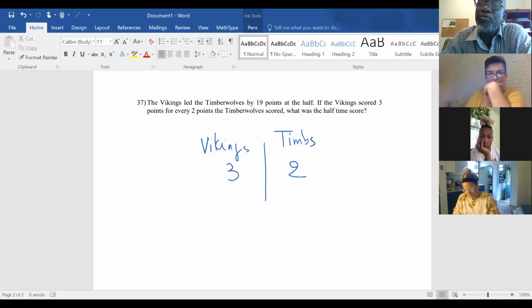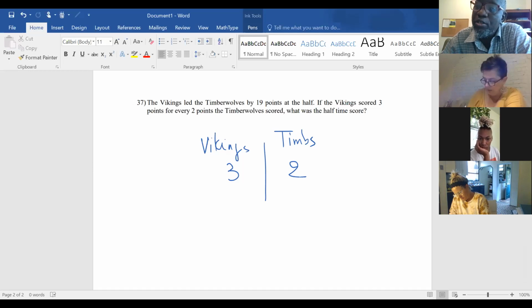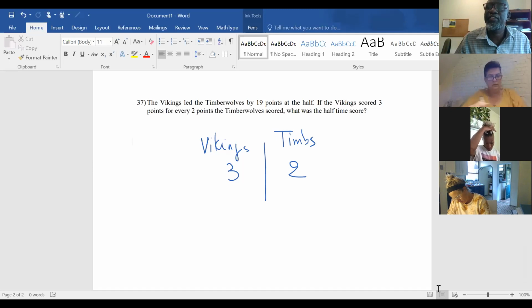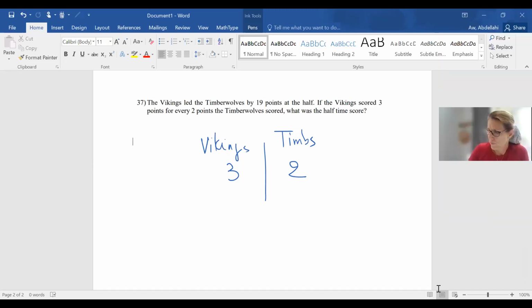Okay, what's going to be your second row? I'll let you think about it for a couple of minutes. I know the first row is 3 points for the Vikings versus 2, right? That is the ratio, okay? 3/2. What's going to be the second one? How are you going to write it down? You see, that one is a little bit different from the other ones, right? So you have to use a little bit of imagination.